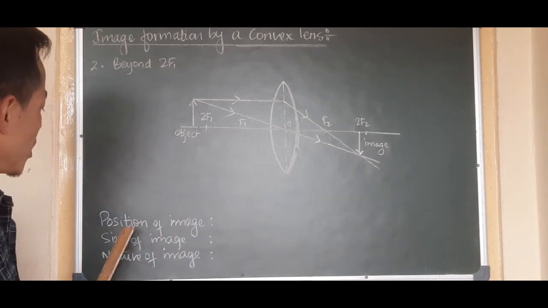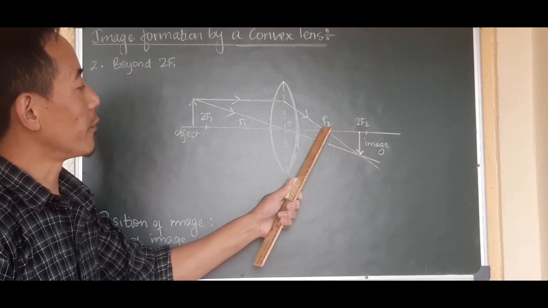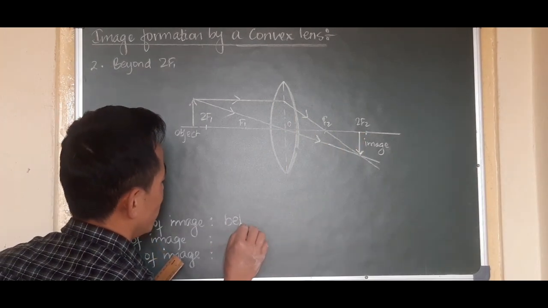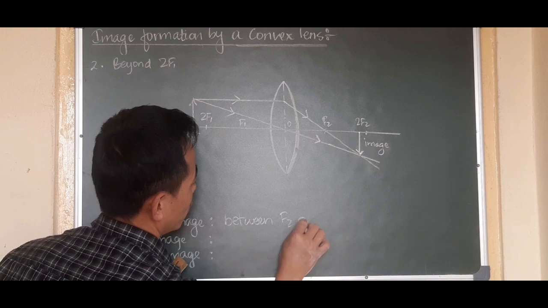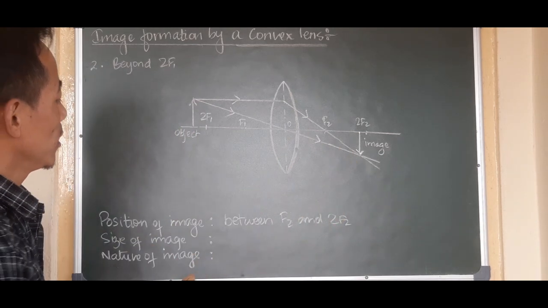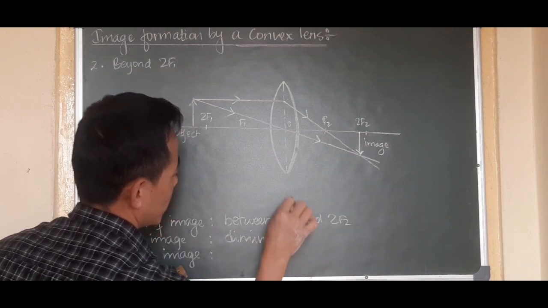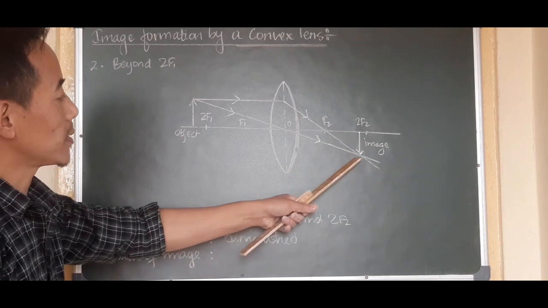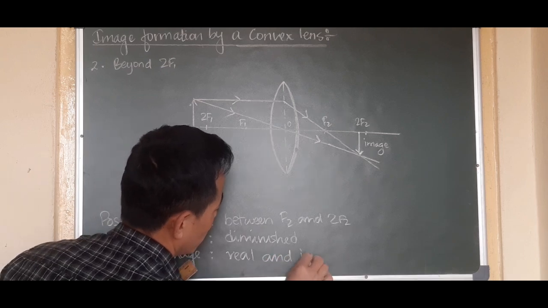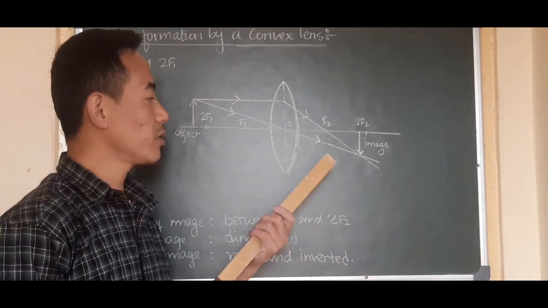So let's write this now. Position of the image: as you can see, this image is formed between f2 and twice of f2. Between these two points, our image lies. So position of the image will be between f2 and twice of f2. Size of the image: as you can see, the size will be diminished. It is smaller as compared to the size of the object. And nature of the image: as I have said, it is inverted, and inverted images are always real. So it is real and inverted.